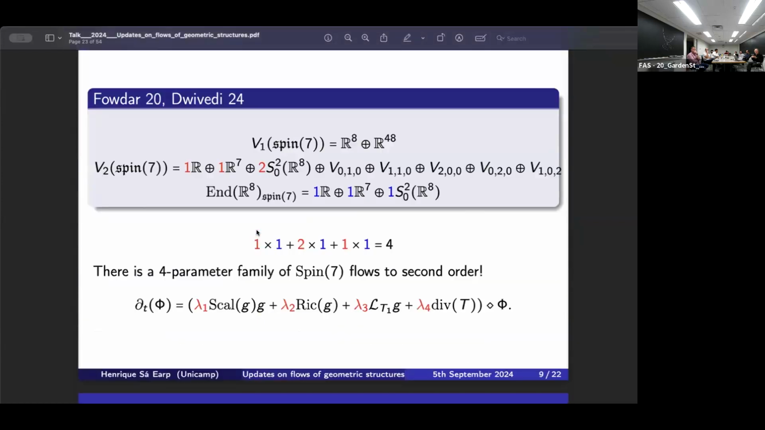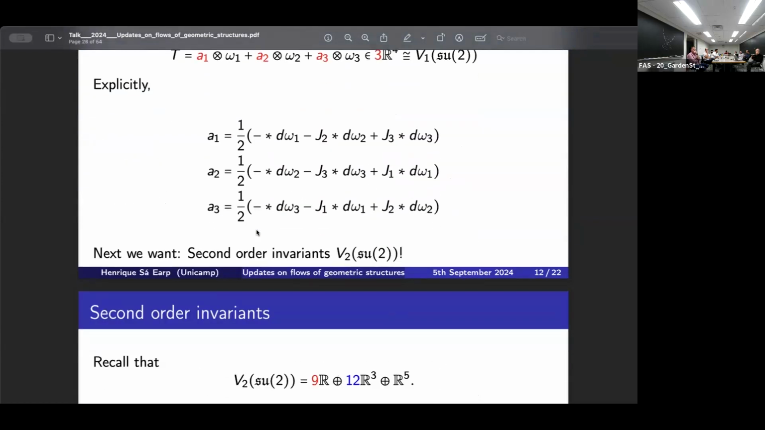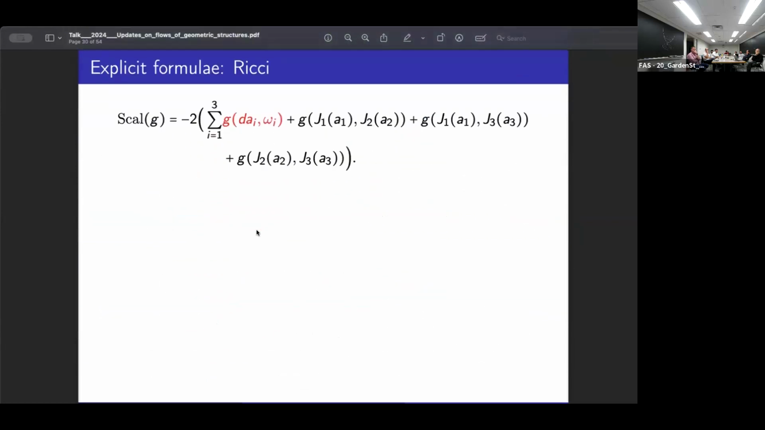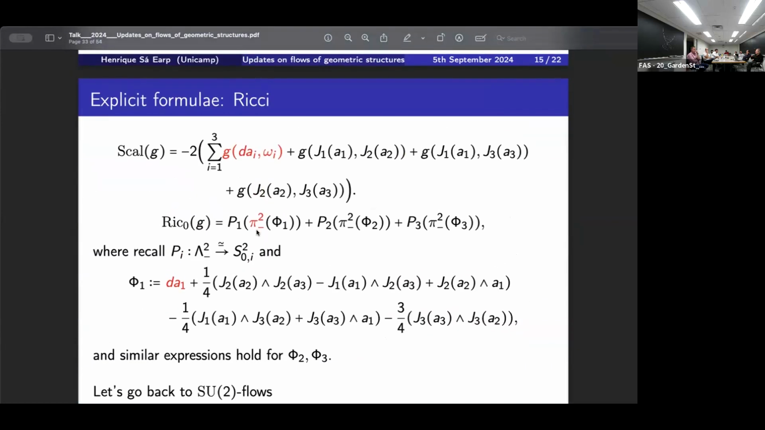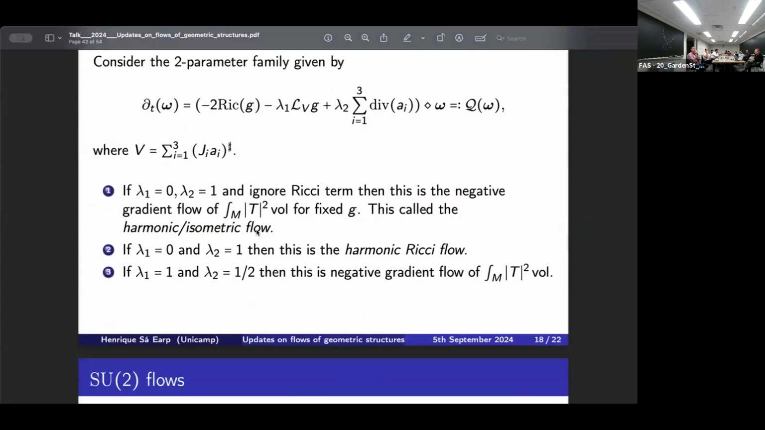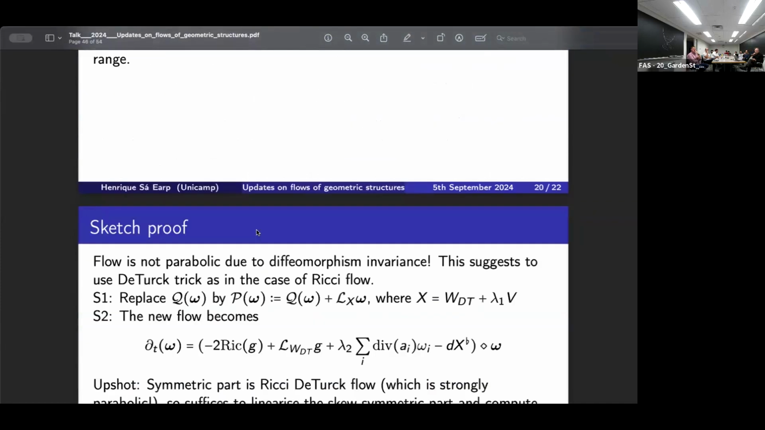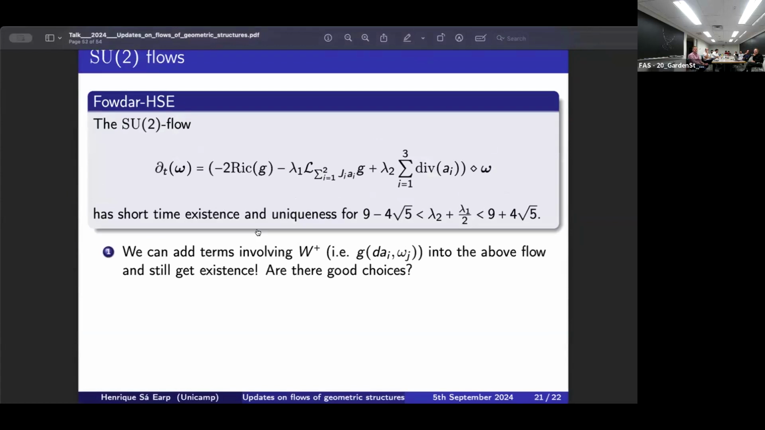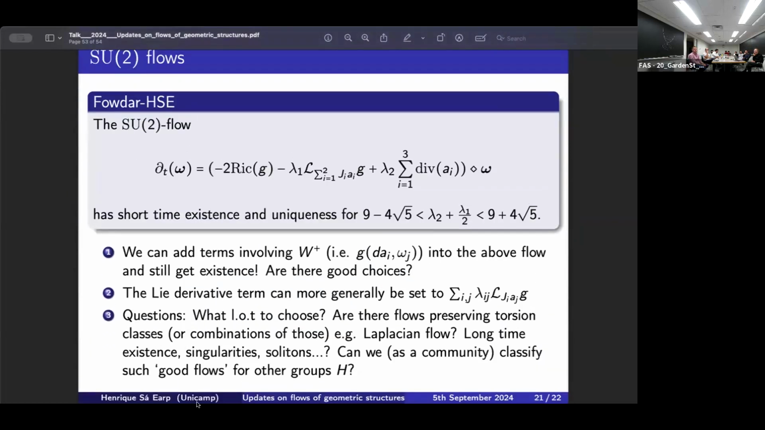The question is, you have a family of parameters, and you want to ask interesting questions about convergence, long-time existence, solitons, and things like that. So how do you represent your metric on your manifold? Maybe I can do an example.